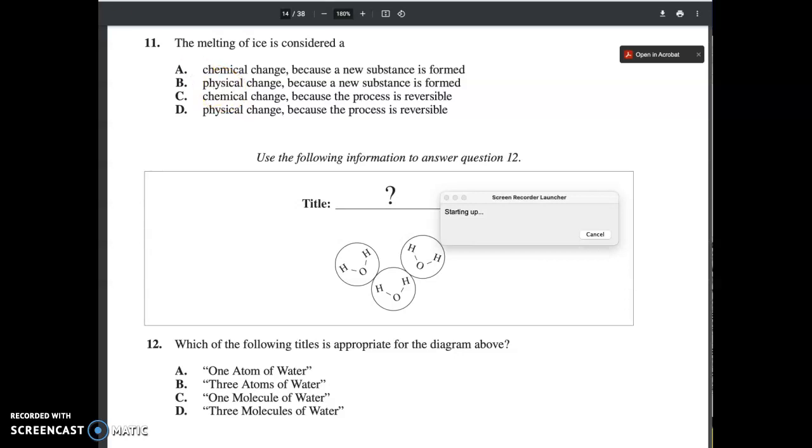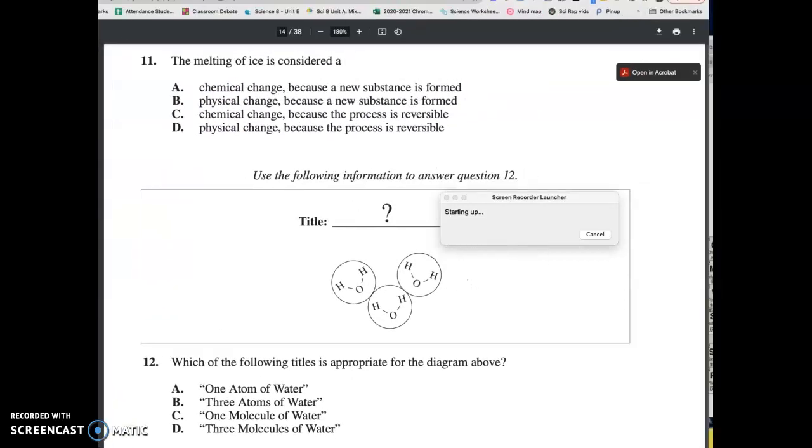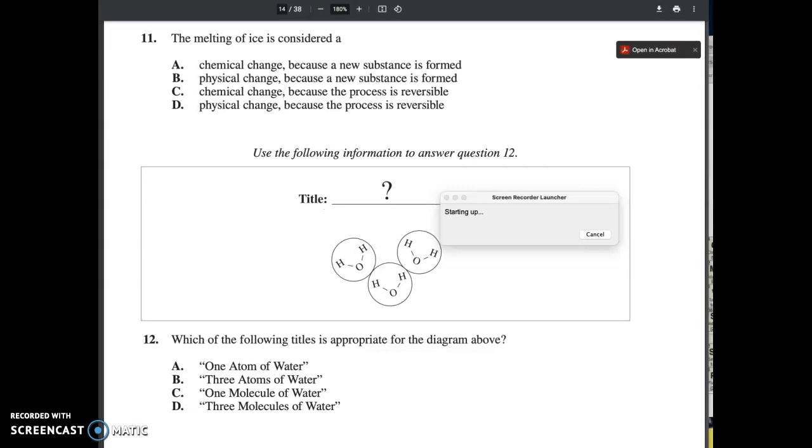Alright, so this is for 2012 PAT, Unit B, Chemistry 1, numbers 11 onwards. So in this one, the melting of ice, the second you see that, it's just melting.